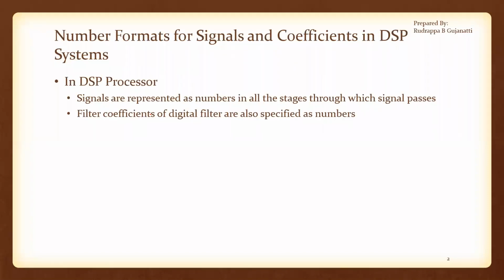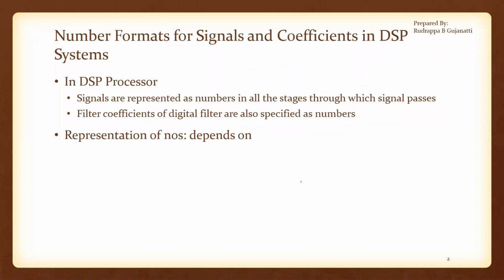Next, filter coefficients, which we discussed in the previous session. We observed that bk coefficients or ak coefficients are utilized to define a specific kind of filter. These are also specified as numbers. So signals are specified as numbers and filter coefficients are also specified as numbers. How do I represent the signals and the filter coefficients in terms of numbers? That is what we'll be discussing in this case.